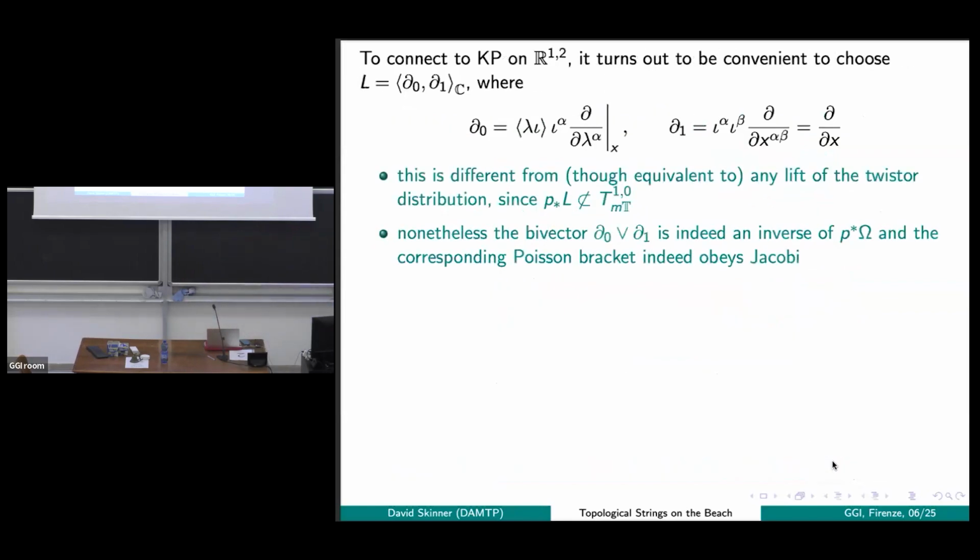Okay, so because we've got this freedom, let me make a different choice. I'm going to choose my holomorphic vectors to be these guys. So this one looks very similar to the one that we had before. It differentiates in the Riemann sphere direction, but now instead of differentiating in the Riemann sphere direction at fixed mu, as it would have done on twistor space, it's going to differentiate in the Riemann sphere direction at fixed point on space-time.